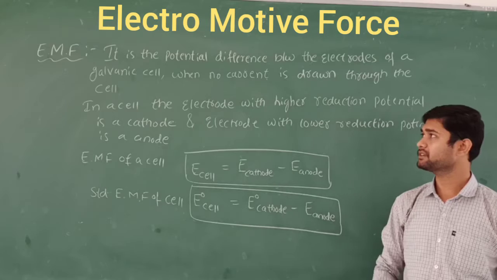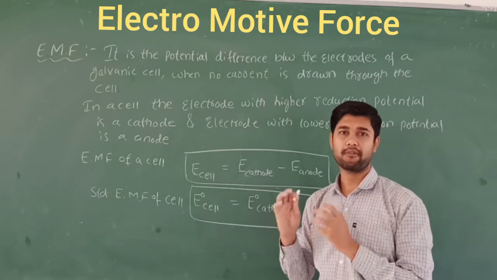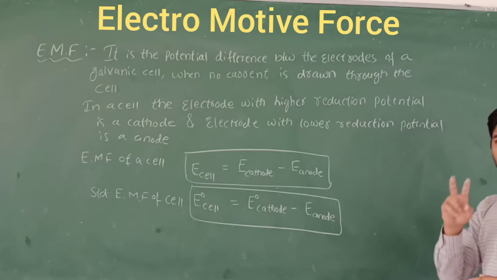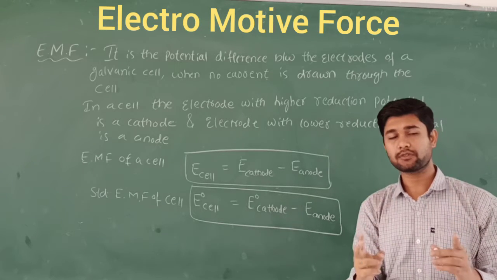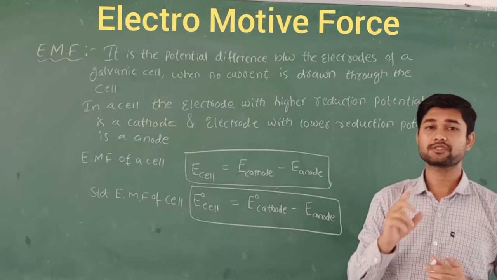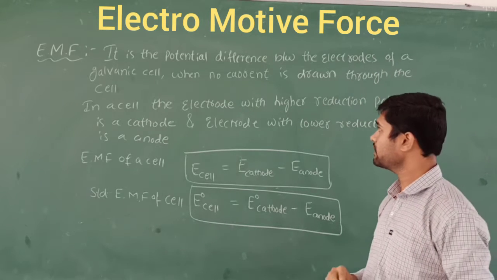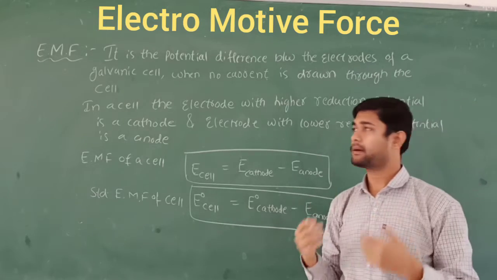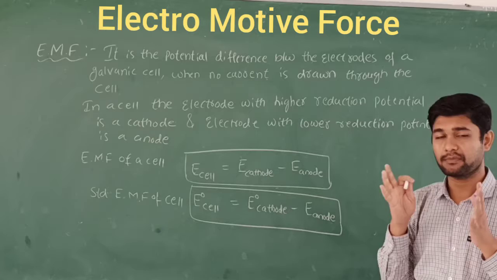is called the electromotive force of a cell. Or one more definition, let's take EMF. Shortly, we are going to denote it as the EMF of a cell. It is the potential difference between the electrodes. Always a potential difference must be there. If they have two electrodes, there must be a potential difference between the electrodes of a galvanic cell when no current is drawn through the cell. So before drawing the current, there must be a potential difference.